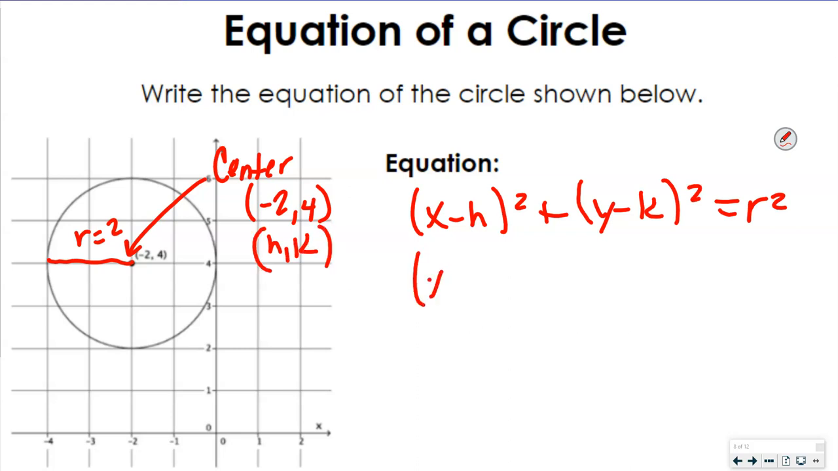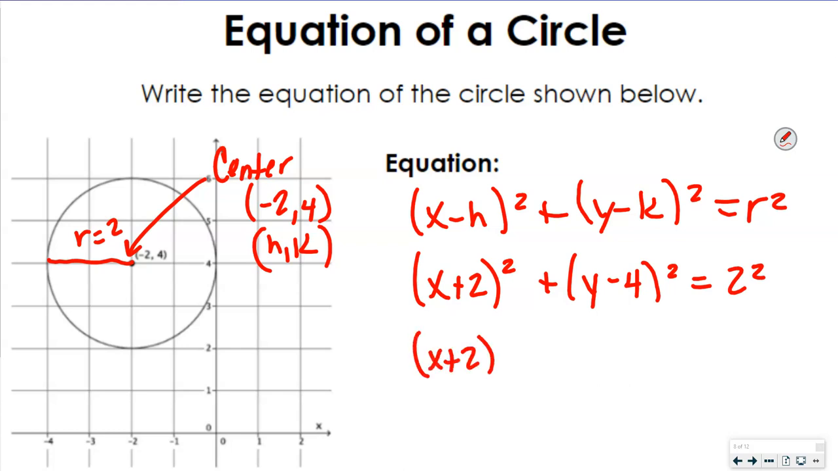So this is x minus a negative 2, which will be plus 2 squared, plus y minus 4 squared, and then we're going to take our 2 and we're going to square it. So if we write our equation in standard form, it's going to be x plus 2 squared plus y minus 4 squared equals 4.